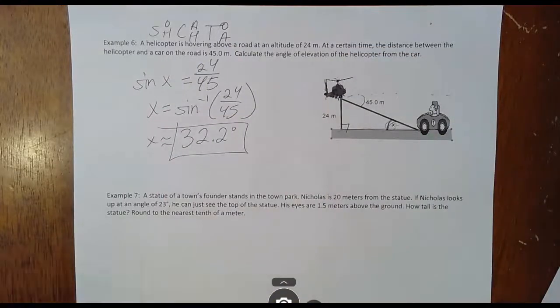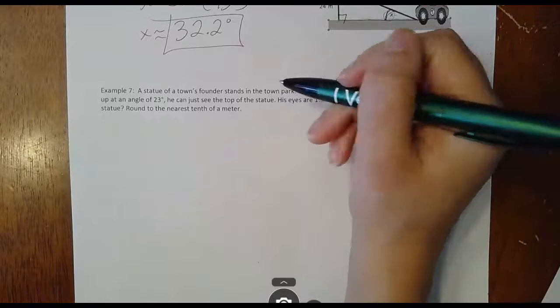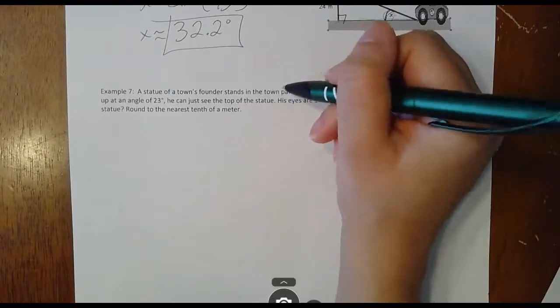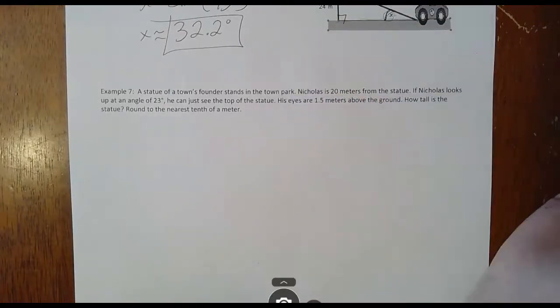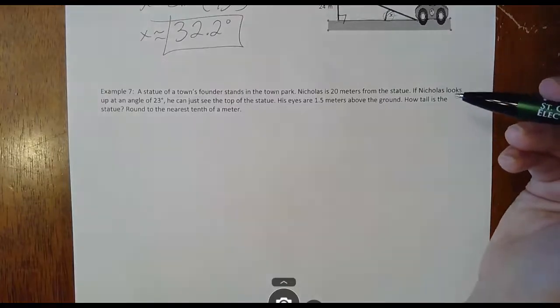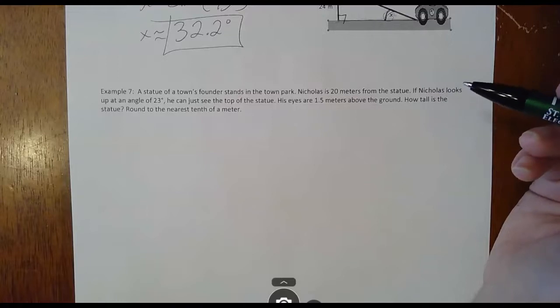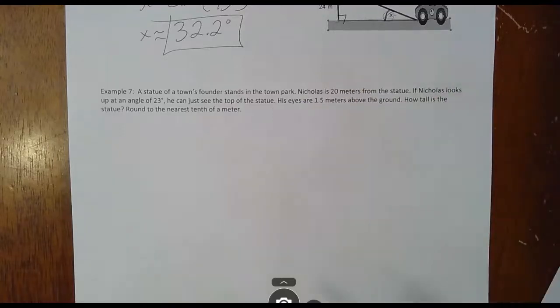Okay, last one for us. Says a statue of the town's founder stands in the town park. Nicholas is 20 meters from the statue. If Nicholas looks up at an angle of 23 degrees, he can just see the top of the statue. His eyes are 1.5 meters above the ground. How tall is the statue? We're going to round to the nearest tenth of a meter.